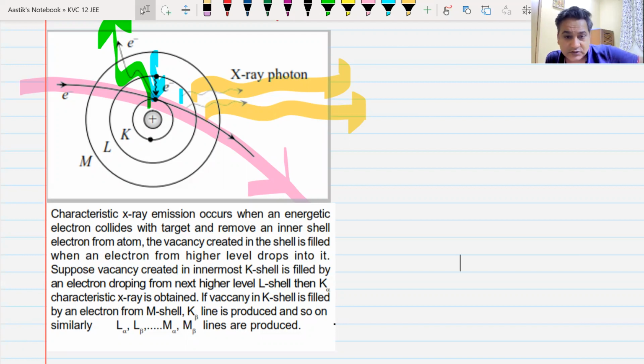Do we understand this? Both the processes are different. That pink thing is the deflection. It is still happening. But apart from that deflection, electrons are getting knocked out from inner shells. And that is why we have characteristic X-rays.